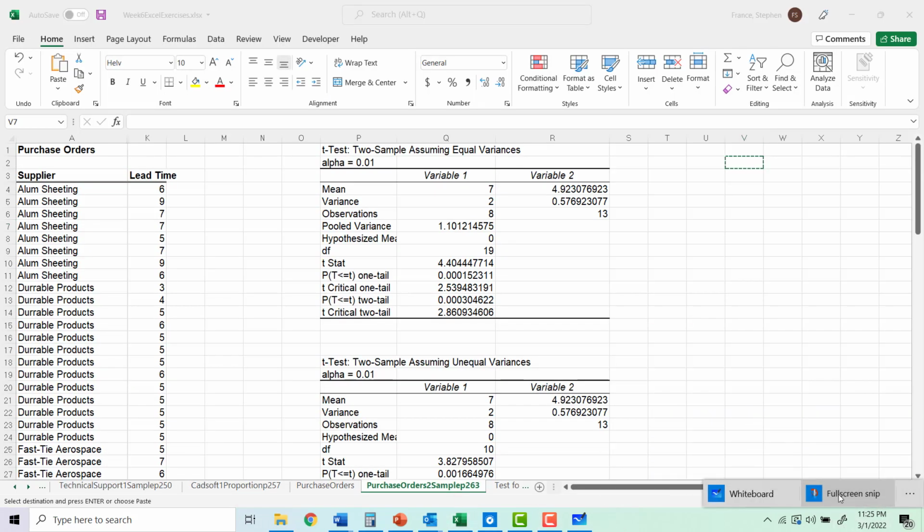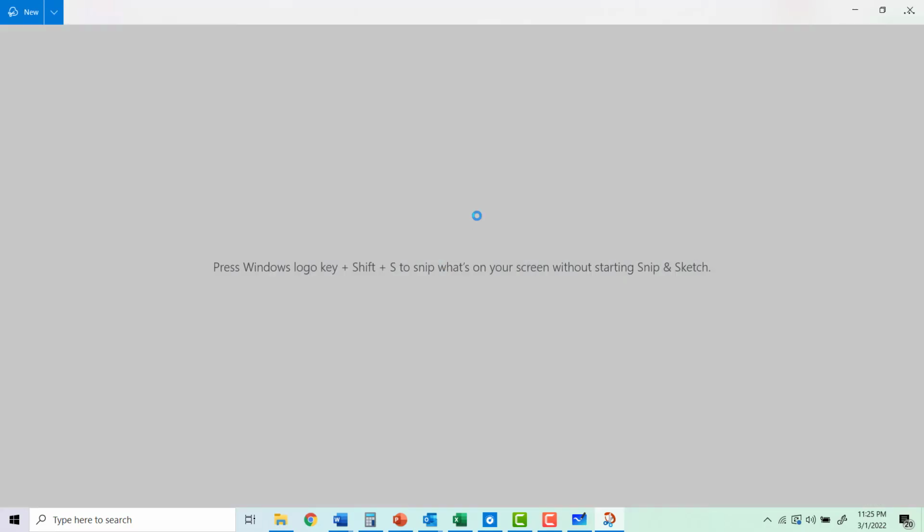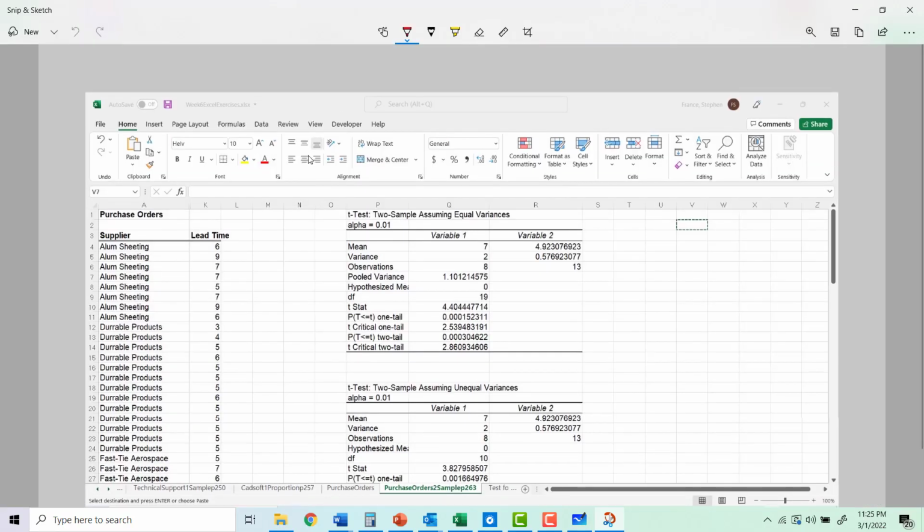Okay, so next up is the two sample test. What we have here is our friend which we keep coming back to, the purchase order database, and we have alum sheeting and durable products, with an order lead time for each of these. We want to see if there's a difference between order lead times in the products, the difference between alum sheeting and durable products.